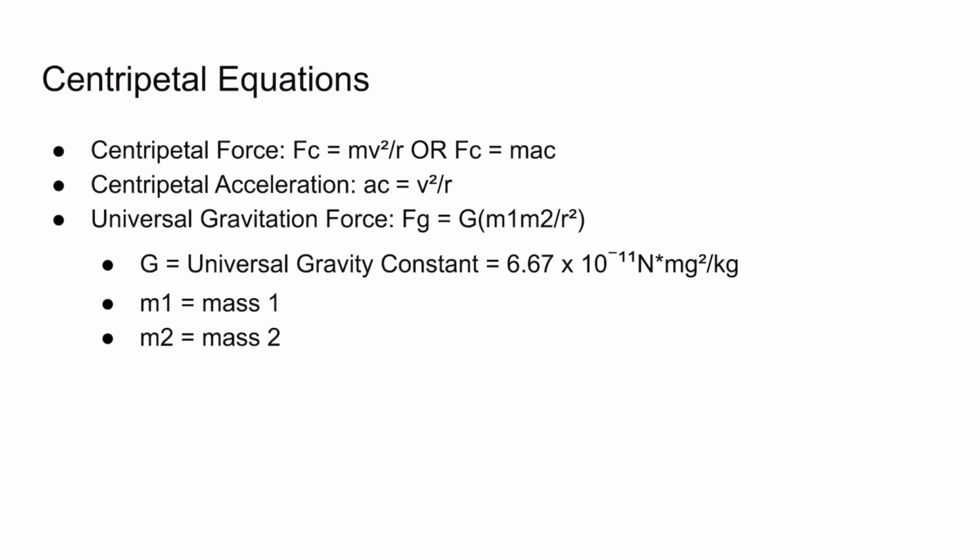Now, you need to know the centripetal force, which is the force that keeps an object moving in a circular path. Centripetal force is represented as Fc, and centripetal acceleration is represented as ac, and these are the equations. Now, for this unit, we use big G, aka universal gravity constant, to find gravitational force, and all these equations can be found on the reference table.